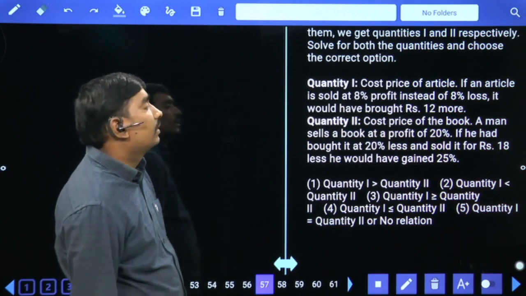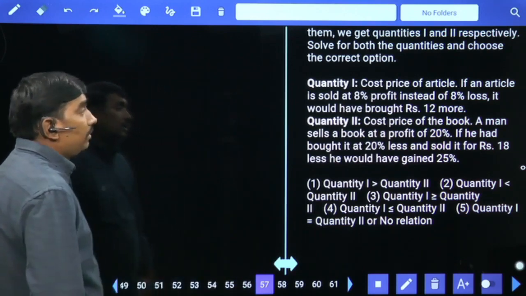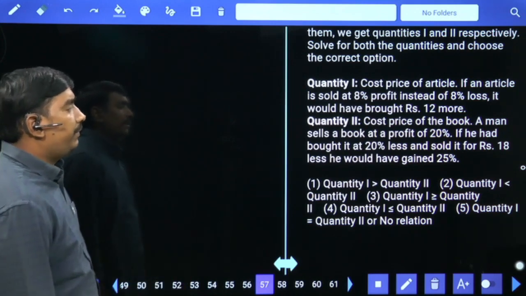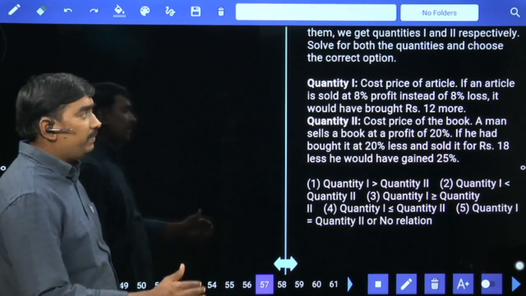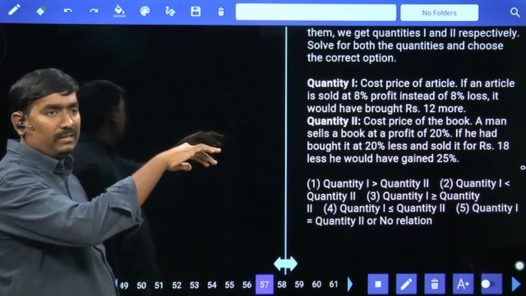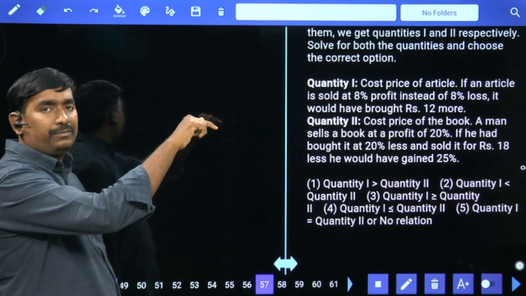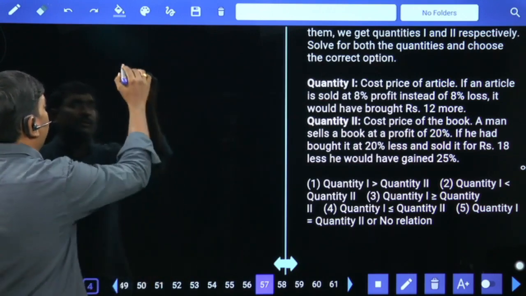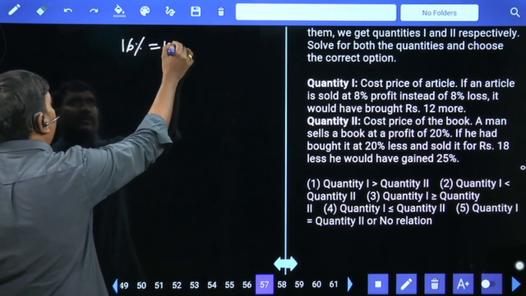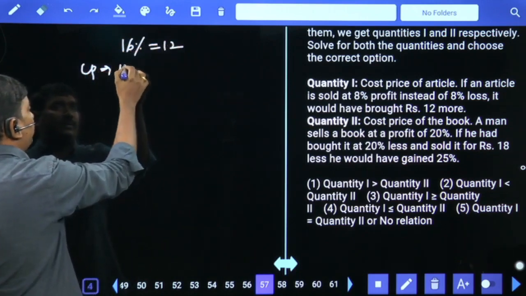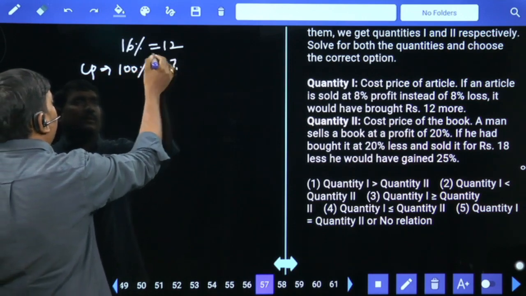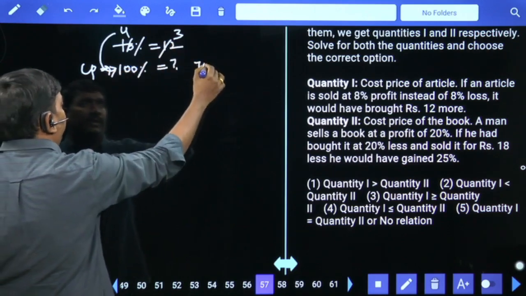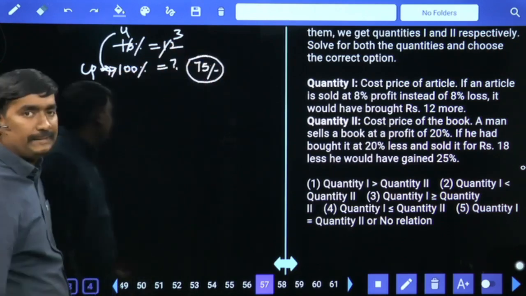Next. Cost price of an article. If an article is sold at 8% profit instead of 8% loss, it would have brought 12 rupees more. 8% profit instead of 8% loss. 8% loss means 92. 8% profit means 108. 92 to 108 difference 16%, value 12 rupees. Cost price means 100% is how much? 4 3s are 12, 4 25s are 100, 3 25s are 75 rupees cost price.